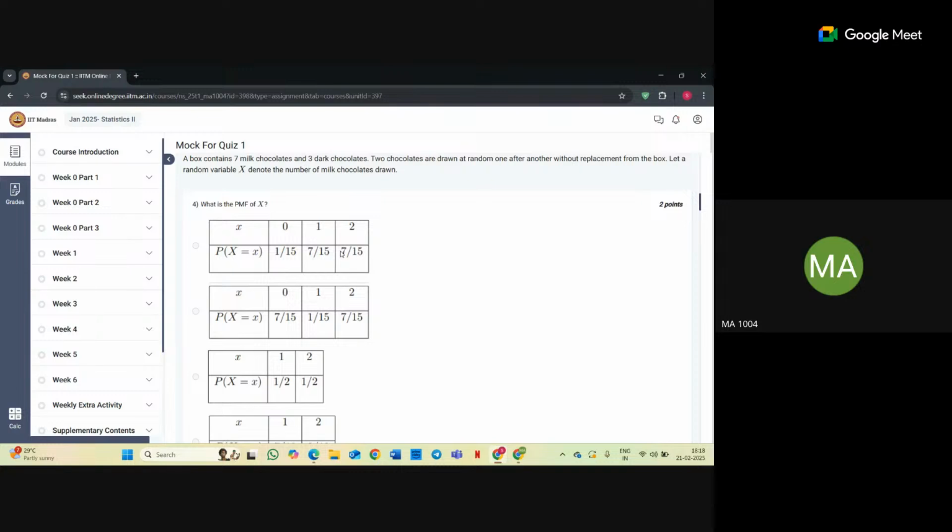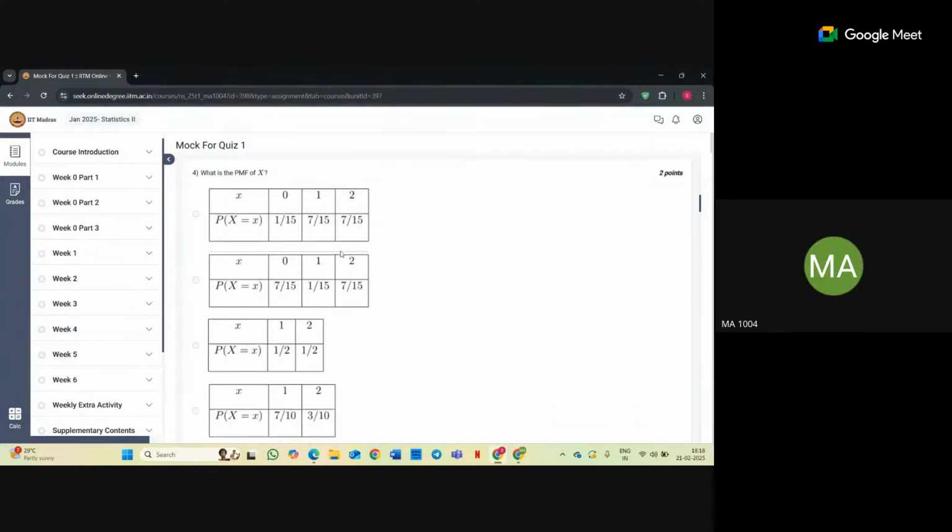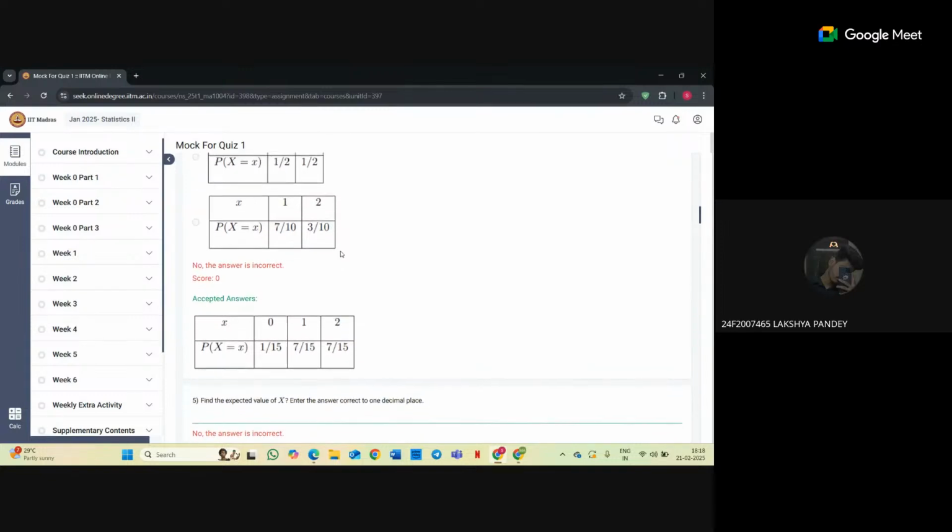So this thing is clear to everyone? Yes. For x equals to 1, we could use 7C1 into 3C1 divided by 10C2. Yes, it is the same thing as he said, but a little complicated. But you have understood the question, right? Then it's fine. The approach can be different, but the answer should be the same.